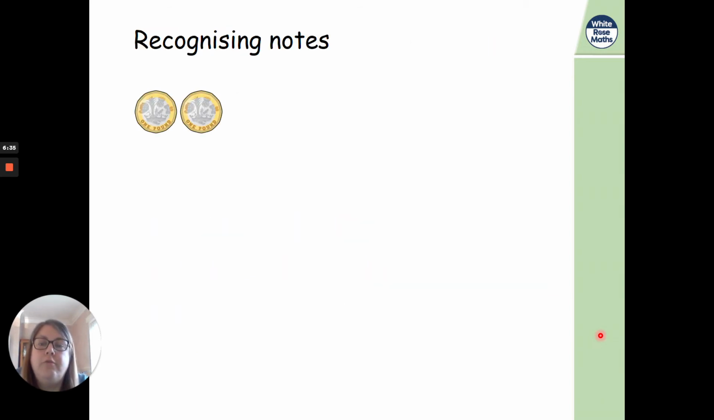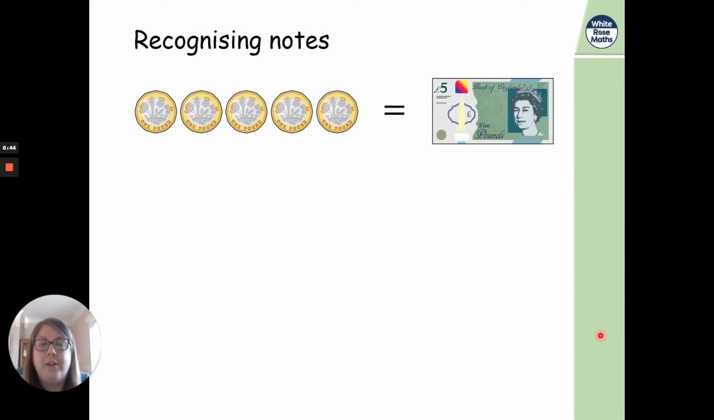So let's have a look at recognising notes now. So here we have 1, 2, 3, 4, 5 pound coins. Now that is equivalent of a £5 note. Okay, so we've got 1, 2, 3, 4, 5. So instead of using £5 coins, you could use a £5 note.